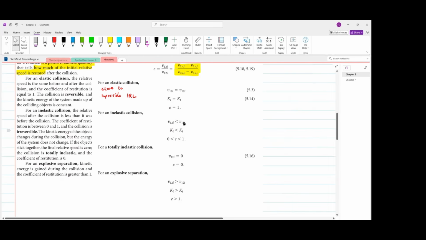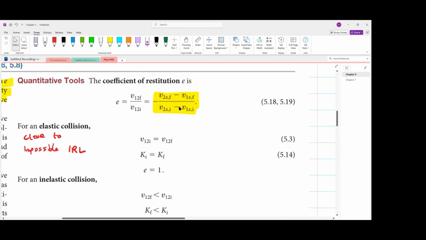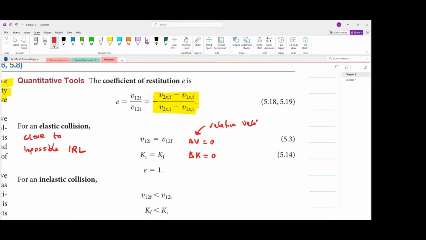Okay. And for an elastic collision, what it basically means is the velocity after is equal to the velocity before, right? So there's no change in relative velocity, which means your kinetic energy is constant. It doesn't change. And this is relative velocity, not just a single velocity, which means your coefficient of restitution is 1. So after the collision, everything is going to go back to basically exactly how it was before the collision, right?